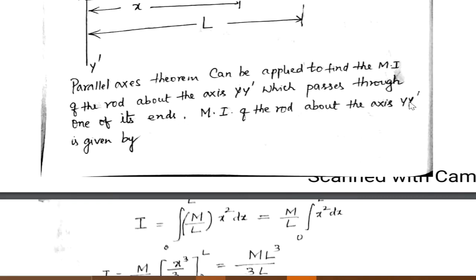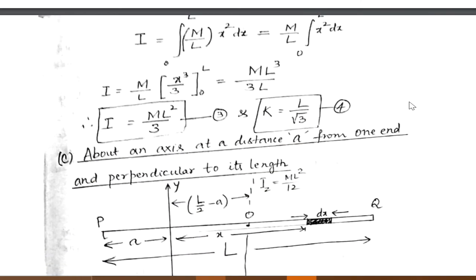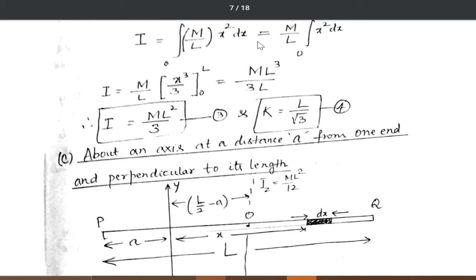Moment of inertia of the rod about the axis YY dash is given by I is equal to integral 0 to L, M by L into x square into dx.